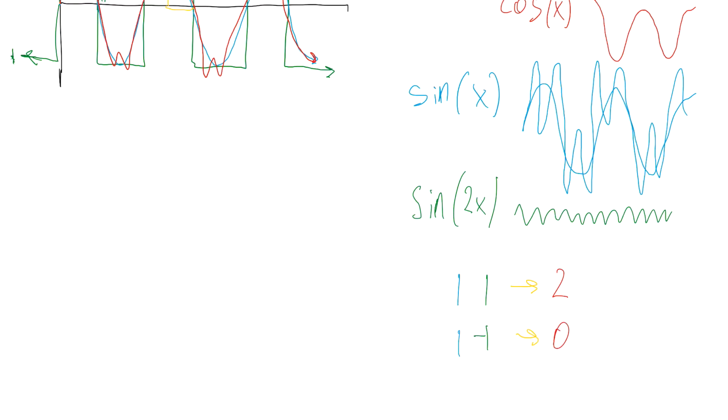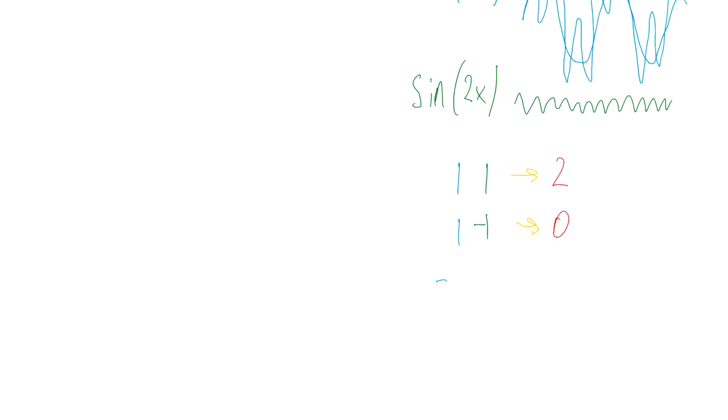So, the same thing's going to happen with the negative. If we have negative 1 and 1, it's going to go to 0. And if we have negative 1 and negative 1, it's going to go to negative 2. So we don't want that. We want it to stay at 1.